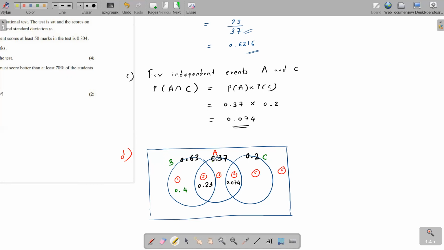And then region number 3, how do you get region number 3? You can see circle A is 0.37, minus those two intersections. These three add up to give you 0.37. So what you do is take 0.23 and 0.074 and subtract them from 0.37. How much is the answer? 0.066. Check, it's 0.066, right? I think that's the answer. Send the answers on the chat. 0.066. Be careful, don't make careless mistakes.